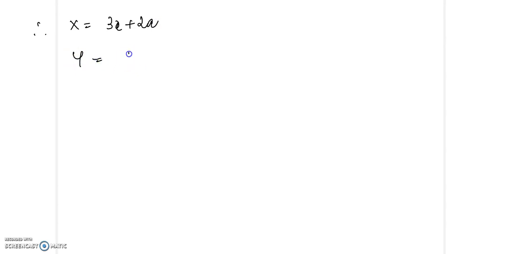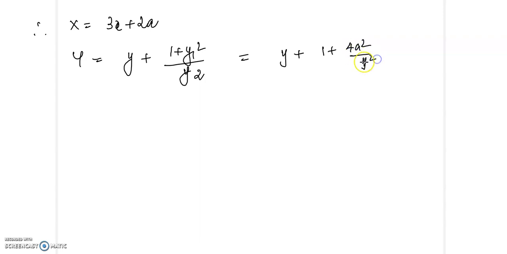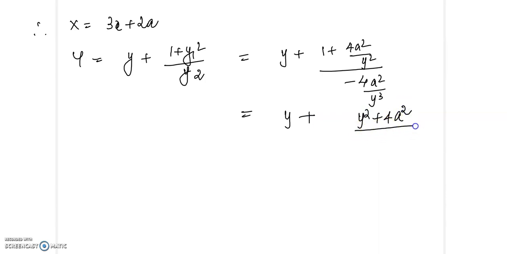Now let us find capital Y. Capital Y is y plus 1 plus y1 square by y2. So that is equal to y plus 1 plus y1 square. y1 is 2a by y, so 4a square by y square will come. By y2, that is minus 4a square by y cube. So we will get y plus y square plus 4a square by y square into minus y cube by 4a square.